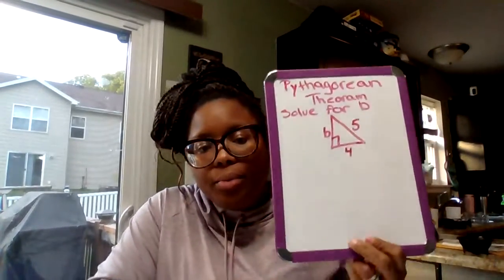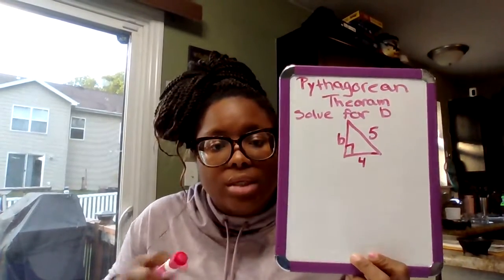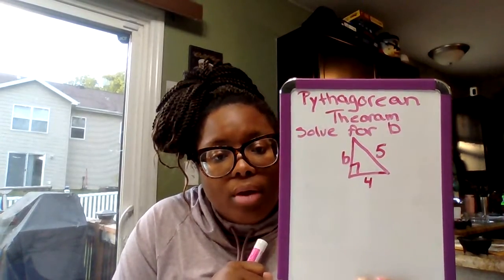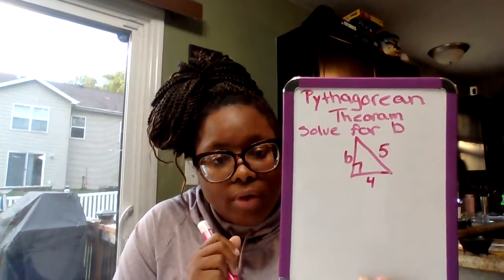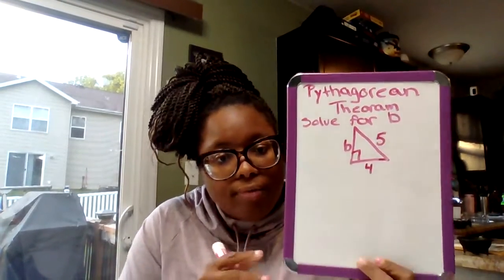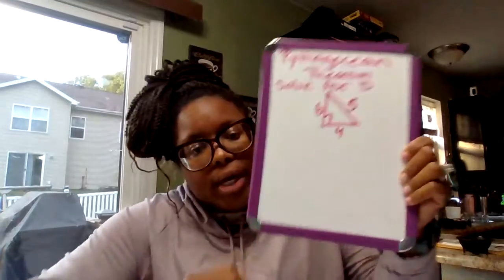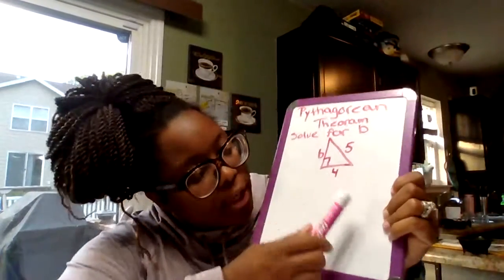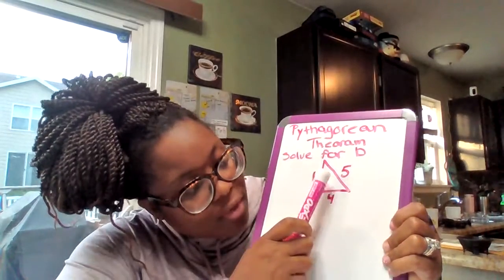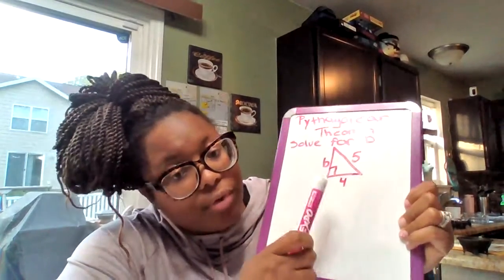Hello class, today we will be discussing the Pythagorean theorem. We're going to use it to solve for b. As you can see, this is a right triangle. Again, we know that this is a right triangle because we have the right angle symbol right there.